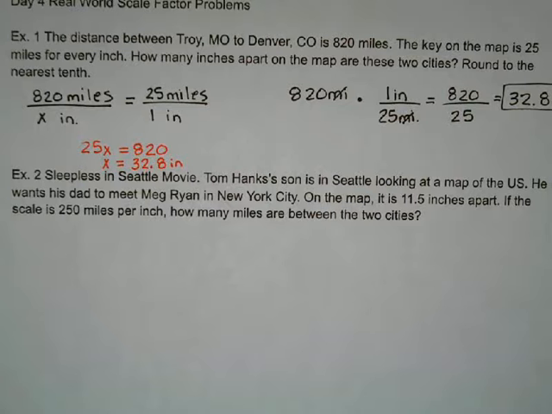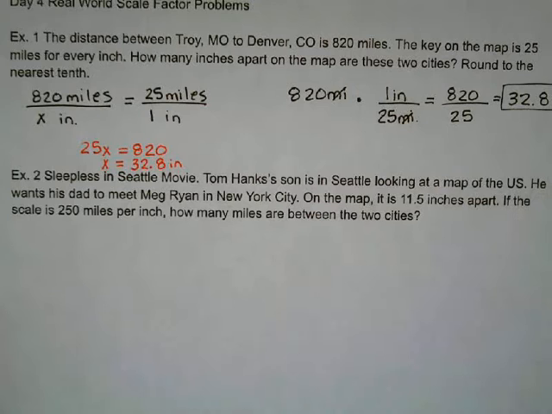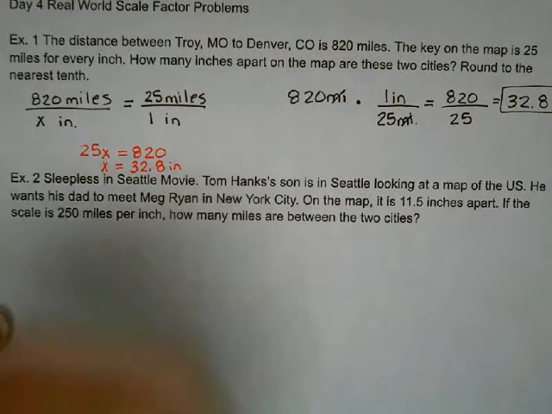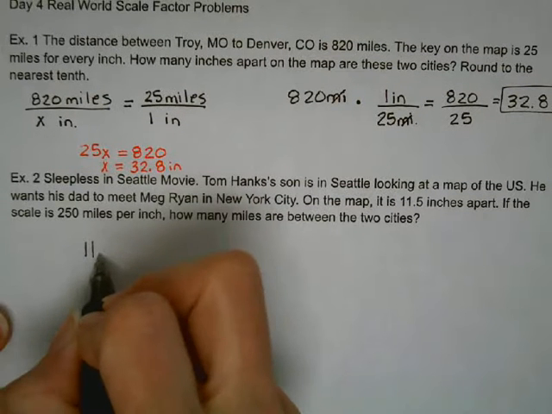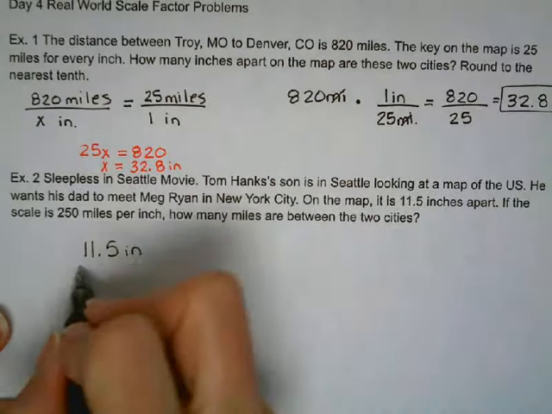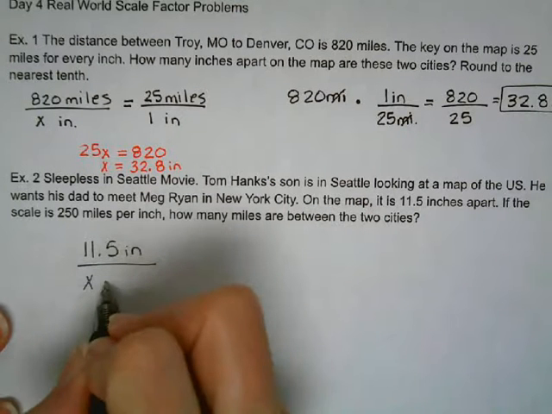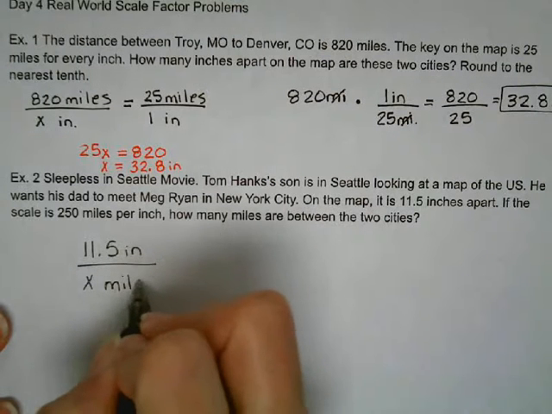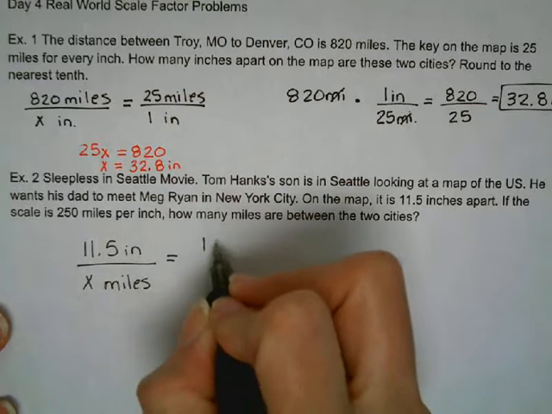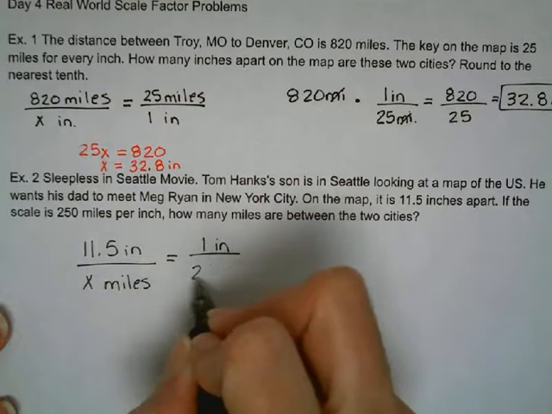On the map he's holding up, it's 11.5 inches apart. If the scale on the map is 250 miles per inch, how many miles are between the two cities? So we have, this time, 11.5 inches. Again, if you set it up like the one above, I would say that would be over x amount of miles, because I don't know the miles. I do know that for every 1 inch, it's 250 miles.